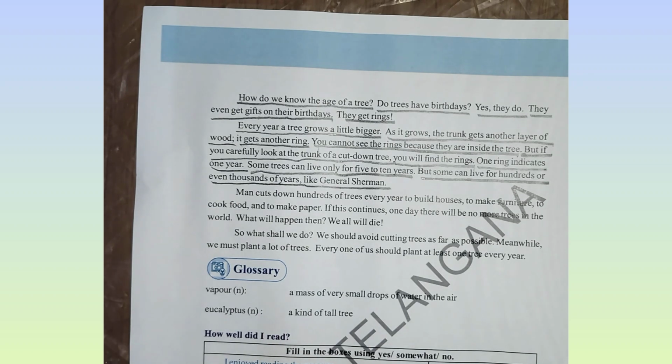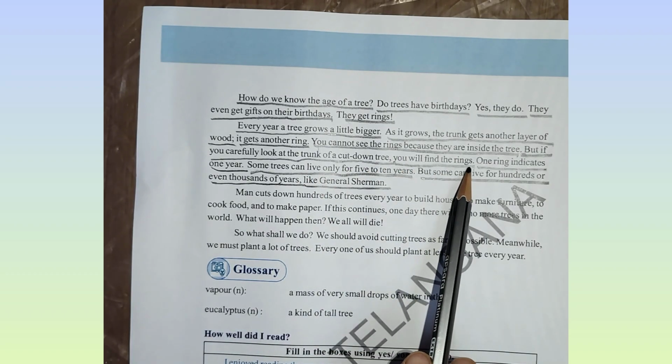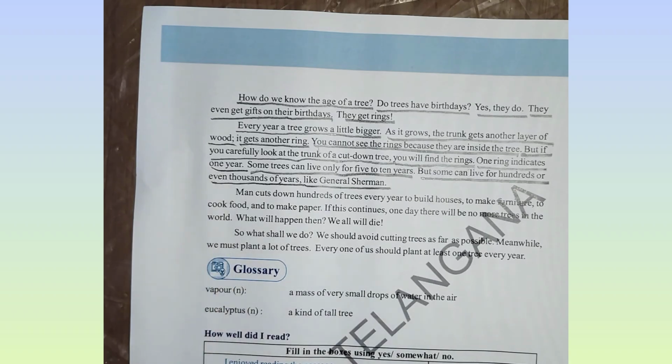If we cut the tree, you can see the rings near the trunk. After cutting the tree, you can find the rings near the trunk only. With the help of the rings only, you can find out the age of the tree.